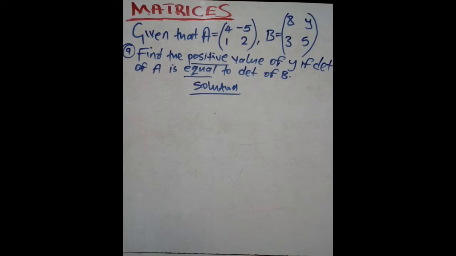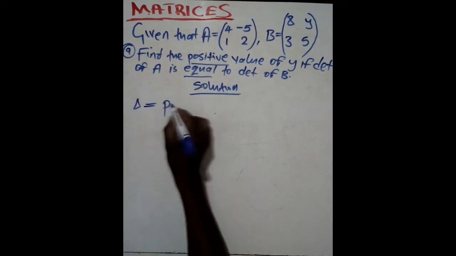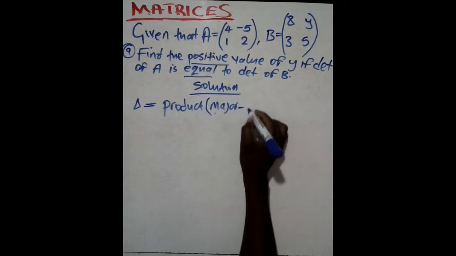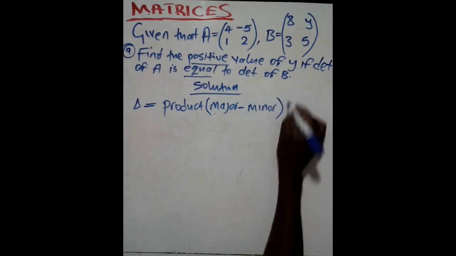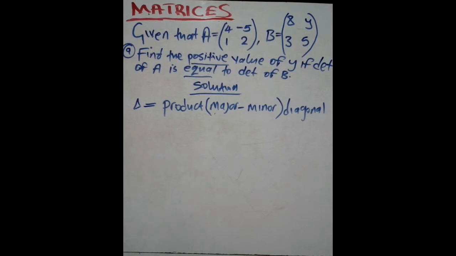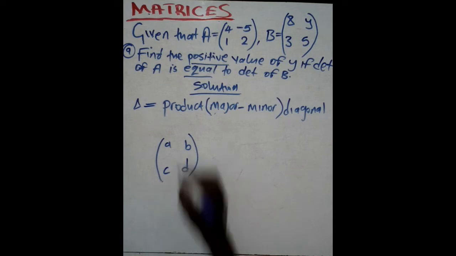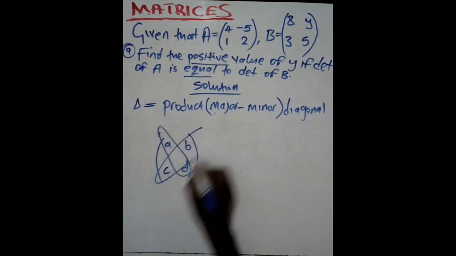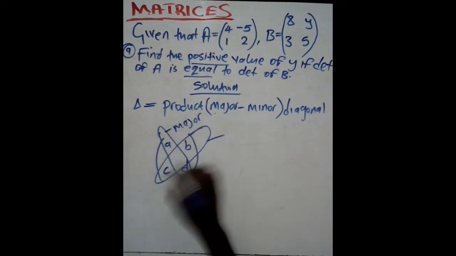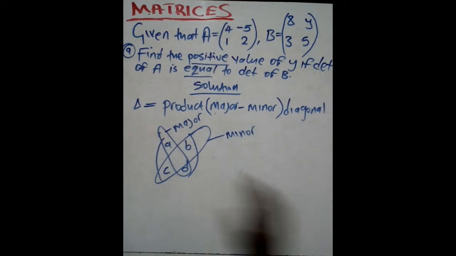So to go to the solution, first of all, you need to know the formula for finding the determinant of a matrix. The determinant of a matrix is equal to the product of the major diagonal minus the product of the minor diagonal. So in a matrix, you need to know the major and the minor diagonal. If you are provided with a matrix which has A, B, C, D like that, this is the major diagonal, this is the minor diagonal, meaning that A and D are in the major, then C and B are in the minor diagonal. So this is an illustration.